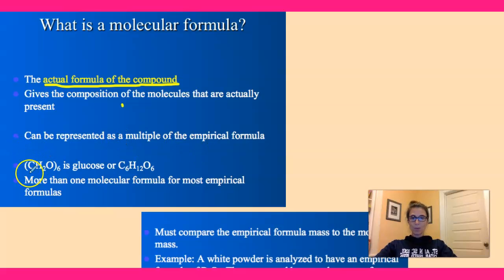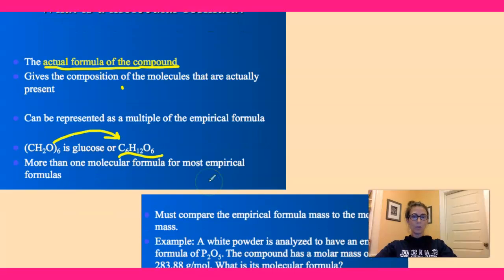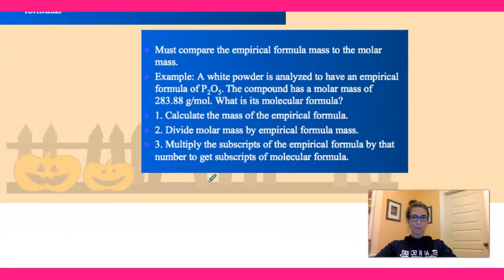So you remember our empirical formula for glucose was CH2O. Okay, so 1 C, 2 H's, 1 O is the lowest whole number ratio. But if you multiply each of those subscripts by 6, what you get is glucose, C6H12O6. So it still keeps those subscripts in this same 1-to-1 ratio, but then you get the actual formula, okay? So there can be more than one molecular formula for most empirical formulas.